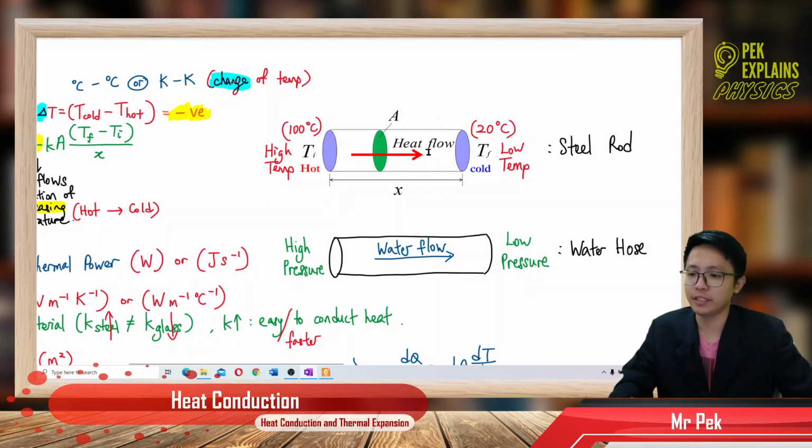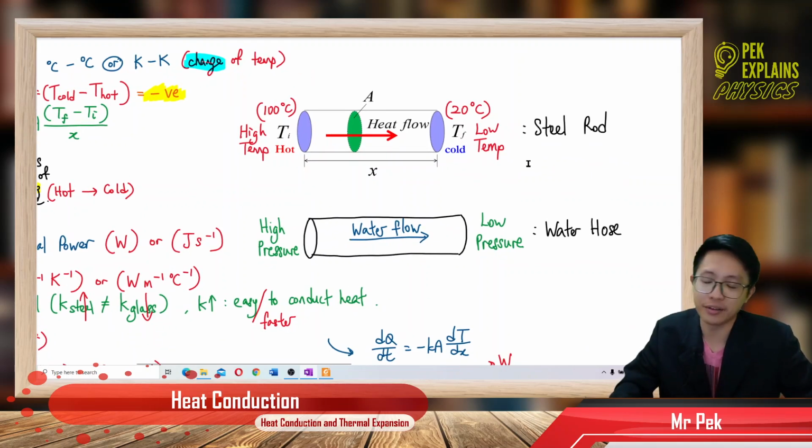You can imagine this heat flow just like water flowing in a water hose. You can imagine this steel rod like the water hose, and water is like the heat. Water only flows if there is a difference in pressure. You must have two different pressures, and only then will the water flow. If both ends have the same pressure, the water won't flow. You can imagine the heat like the water, and the temperature like the pressure. Heat flows from high temperature to low temperature, the water flows from high pressure to low pressure. If two points have the same pressure, the water won't flow. If both points have the same temperature, the heat won't flow. Very simple.